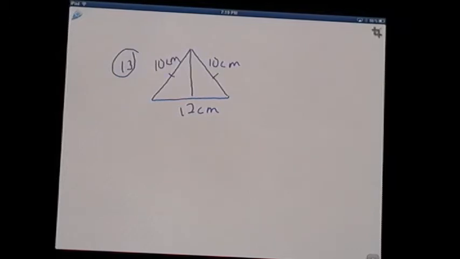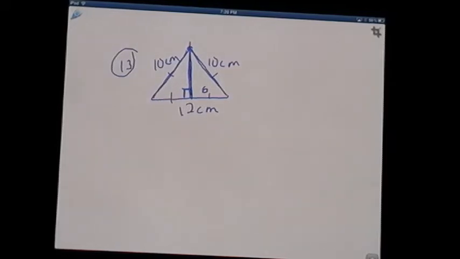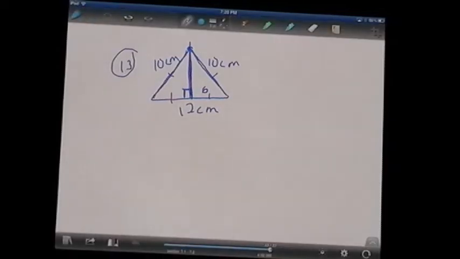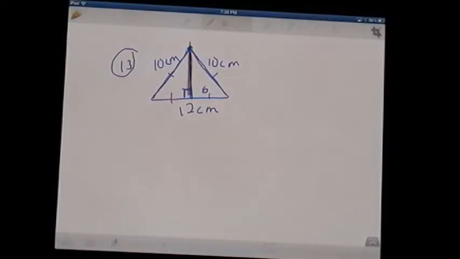Now, using the theorem that says if a point, and that would be the top of this triangle, if this point is equal distance from the endpoints of a segment, it's on its perpendicular bisector. And since we have a perpendicular symbol at the bottom, we know that this is on the perpendicular bisector, which means these two segments are equal, making one of them 6 then, or half of 12. Now you're going to use the Pythagorean theorem to find the height, to find this distance here.